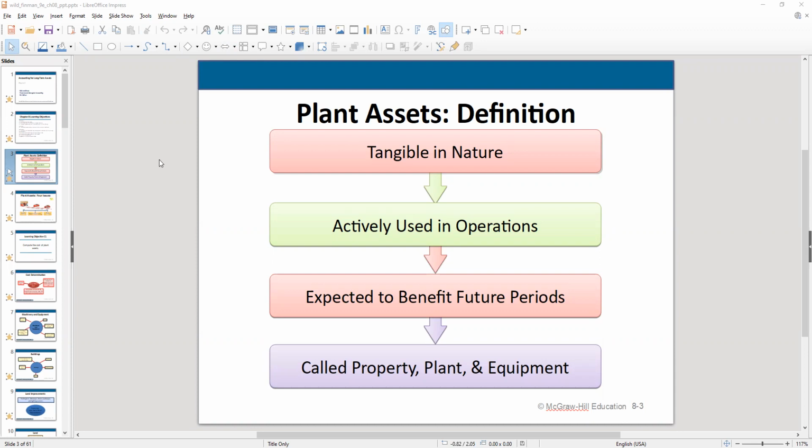Tonight, we're going to be talking about Chapter 8, which is long-term assets. In particular, we're going to be discussing depreciation.